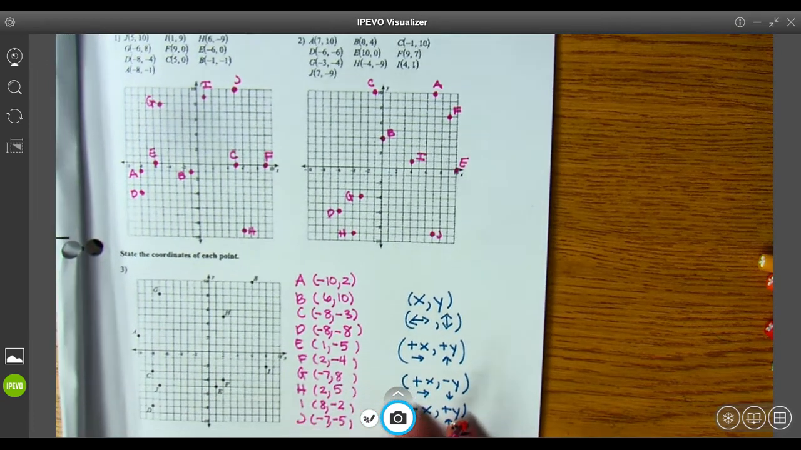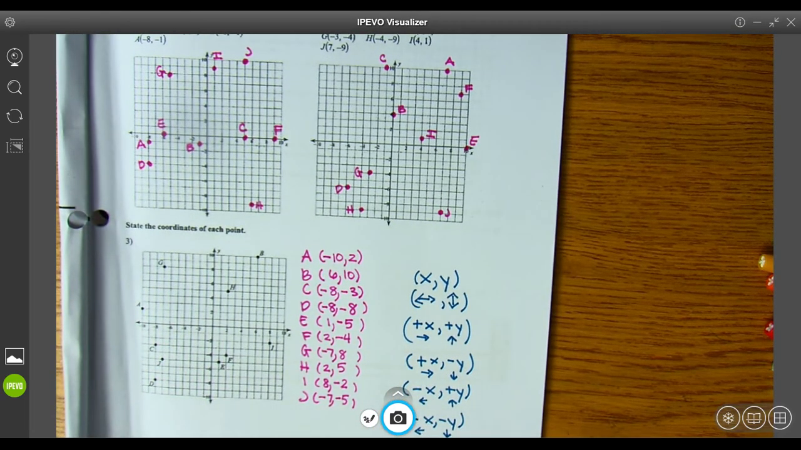All right, hopefully now you feel a lot more comfortable graphing on the coordinate plane.